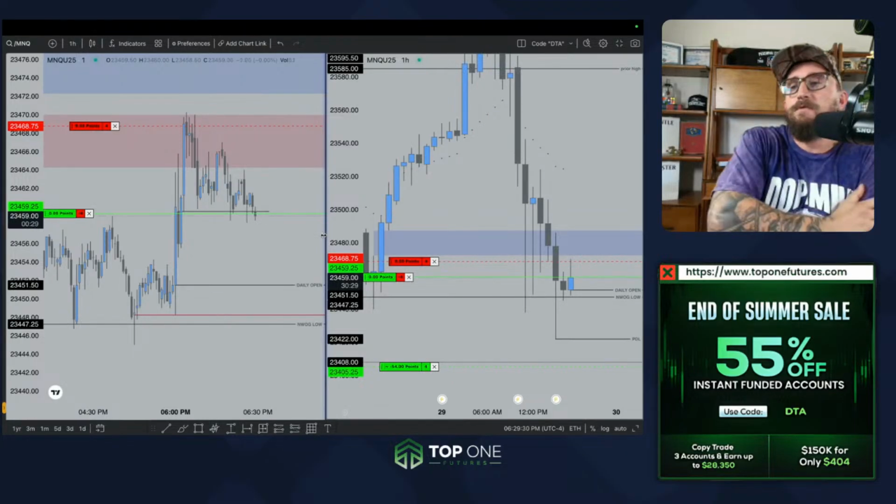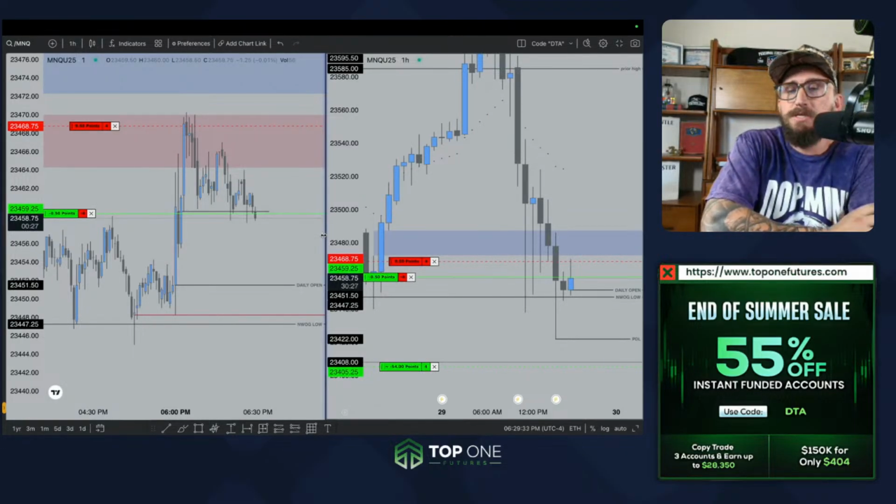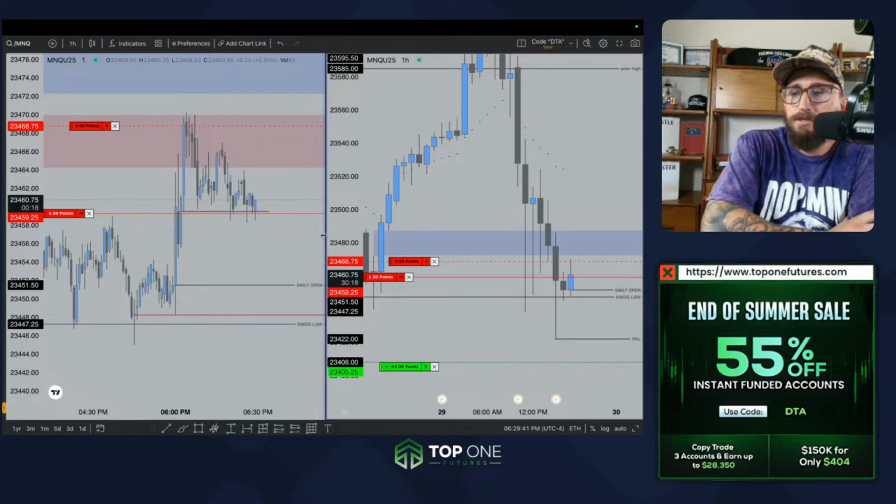Doing this today on a Top One Futures account, first trade of the day for the Asia session, just seeing if this will largely confirm the bias that we already have from the previous session. If not, that's all good. We've got 10, 15 seconds till the next candlestick for the 30.